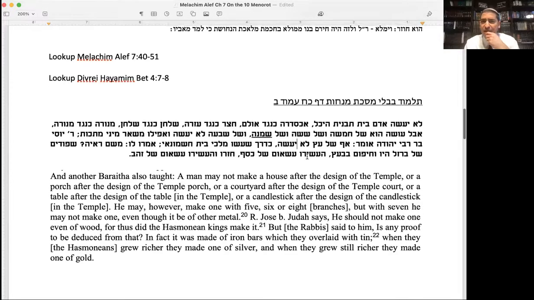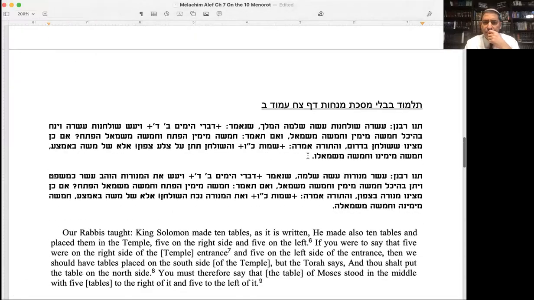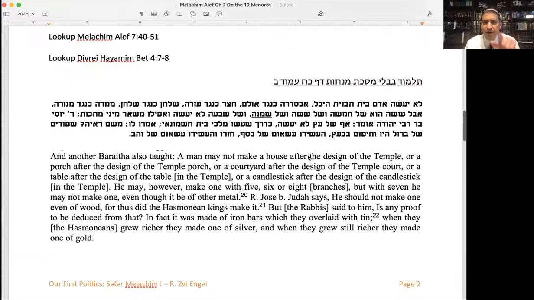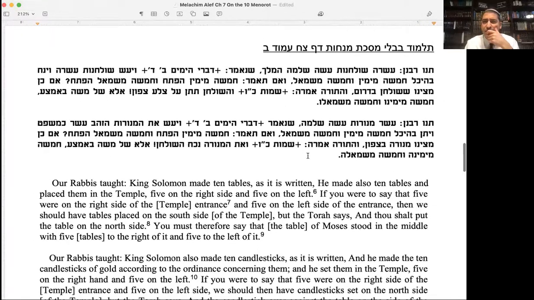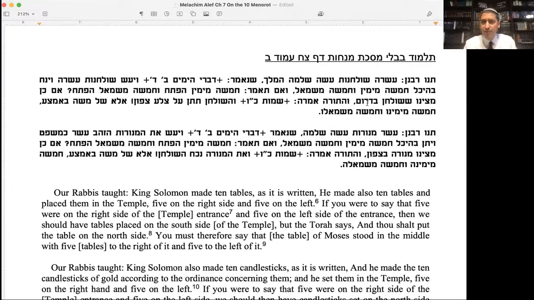So if you look with me at the Gemara in front of us, you see the following. The Gemara Masechet Menachot, same area of the Gemara, just much later on in the Masechet, Daf Tzadi Chet Amud Bet, tells us the following. Tanu Rabbanan, Asara Shulchanot Asa Shlomo Hamelech. He made 10 tables. These are the golden tables. As it says, quoting from Divrei Hayamim, Ve'ashulchanot Asara vayanach behechal chamisham yamin v'chamisham mismol.